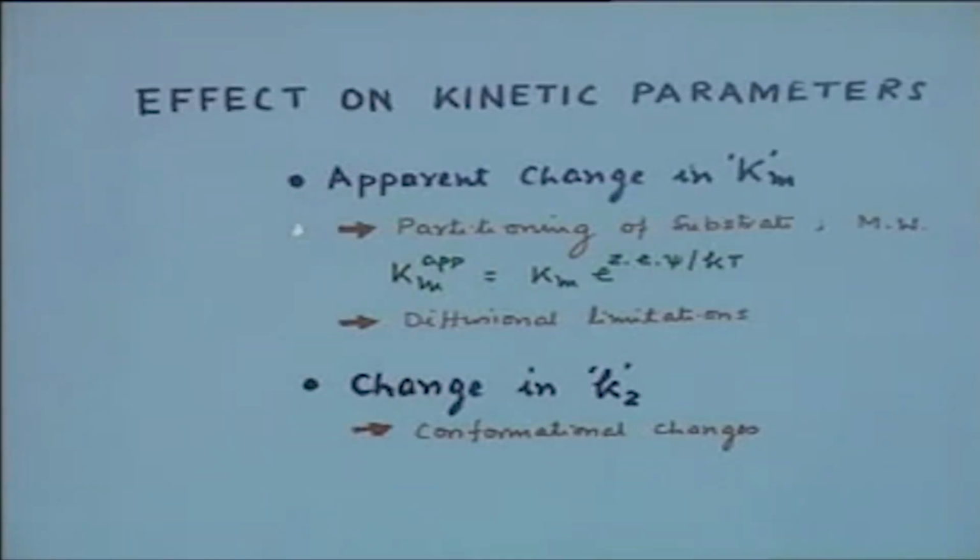Then the second reason for the apparent change in Km could be attributed to diffusional limitations. The effect due to diffusional limitations on the Km has been clearly demonstrated by experimental data, because if you use an immobilized enzyme preparation in a reactor and measure Km by reducing the particle size, you are able to come to a Km value which is of the native enzyme, which only implies that diffusional limitations are playing a role. Now you will see some of the results.